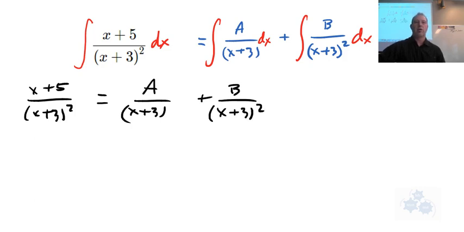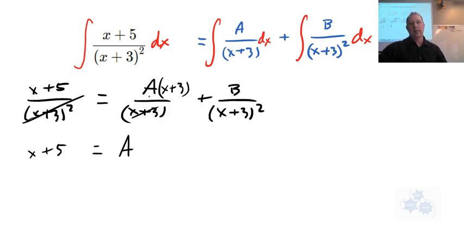Okay? So we're going to eliminate the x plus 3 squared, right? And we're going to end up with this right here. Okay? So we're going to end up with x plus 5 equals a. Now, if we can expand this out, I think that would be reasonable. Ax plus 3a plus b.